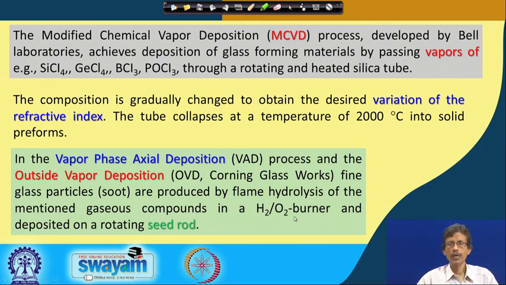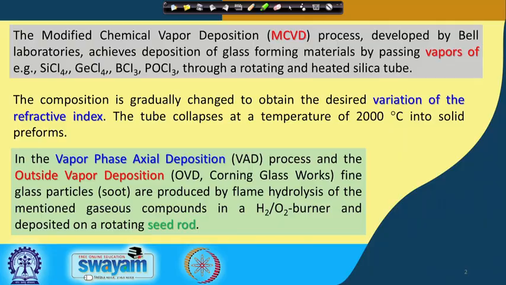The burner mixes the two gases, hydrogen and oxygen, and the material can be deposited on a rotating seed rod. The seed rod can be made of pure glass material, which is then coated with all these materials in the vapor state. So, that gives you all these chemical vapor deposition techniques. Different types of chemical vapor deposition techniques can be used to get very high quality glass fibers.